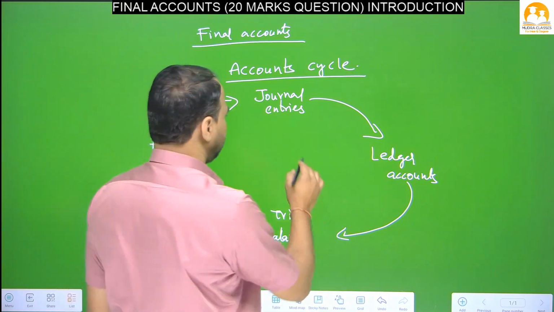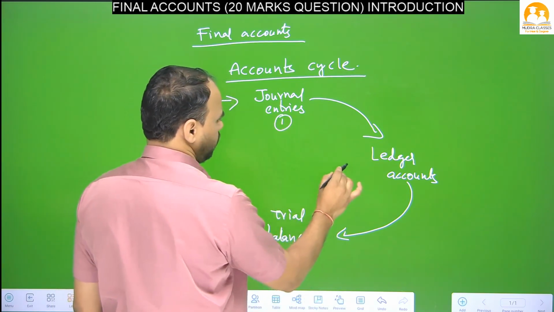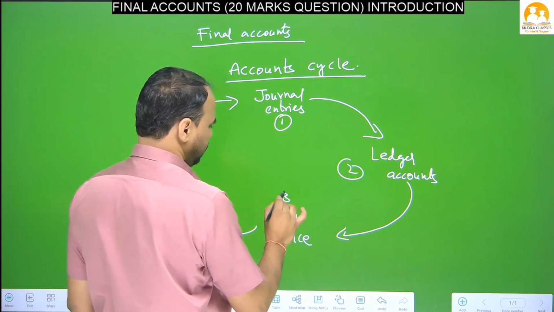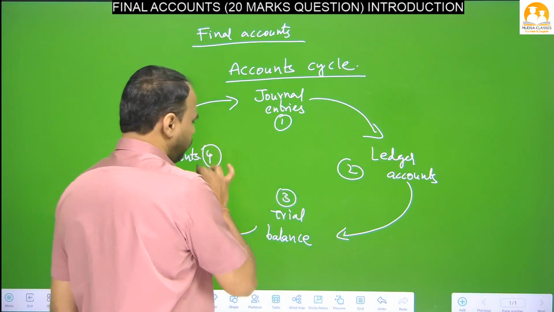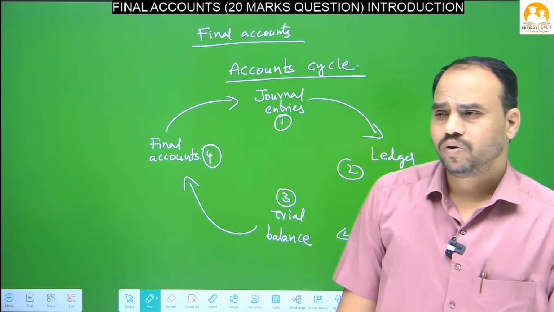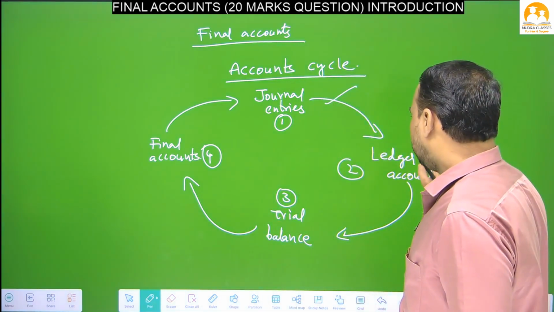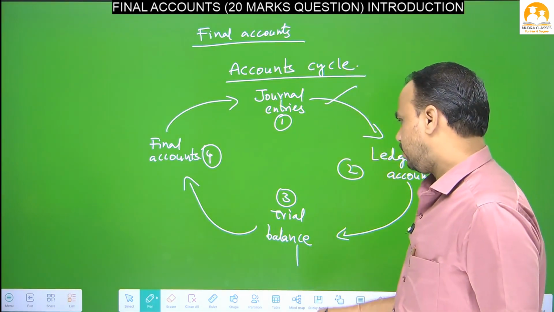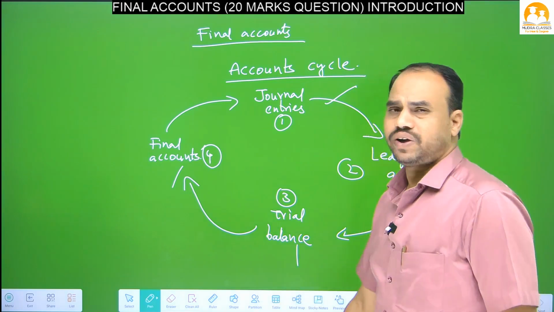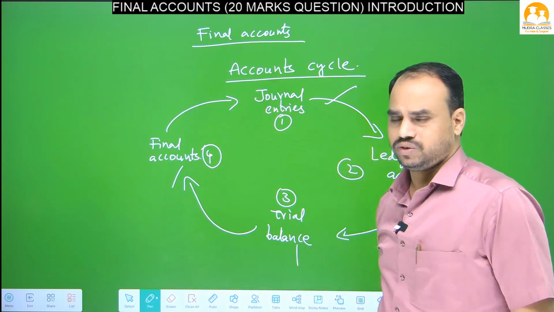So this is the procedure. This is the first step, the second step, the third step, and the fourth and final step in the accounting. Journal entries is the first step, ledger account is the second step, trial balance is step 3, and the last is final accounts. That one we are going to start today.